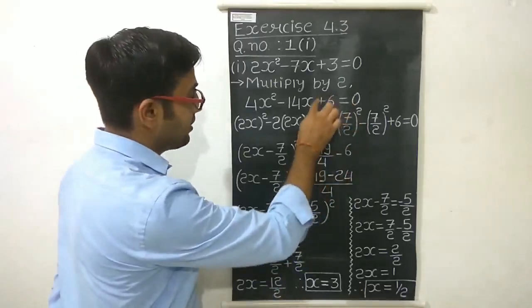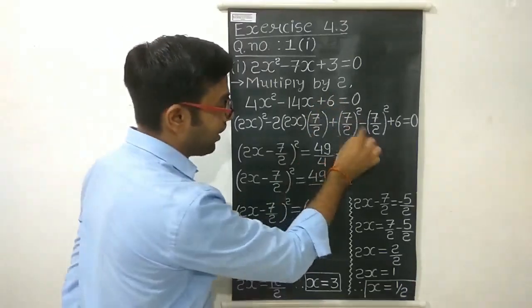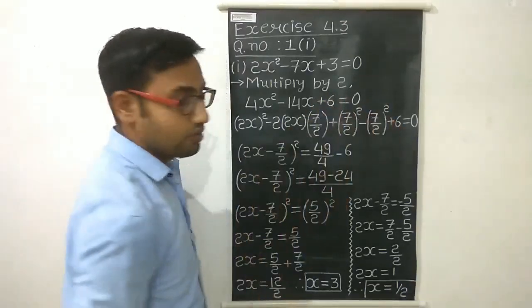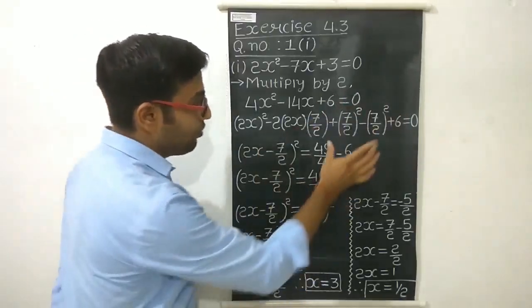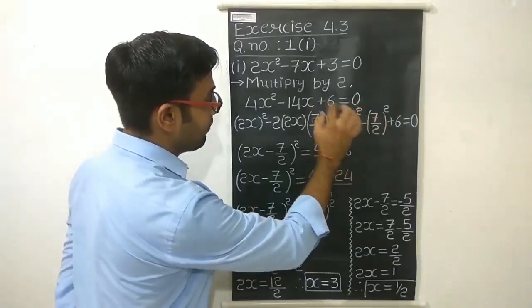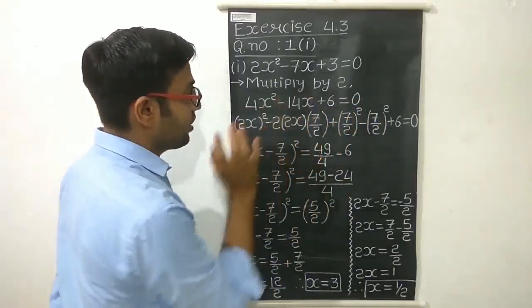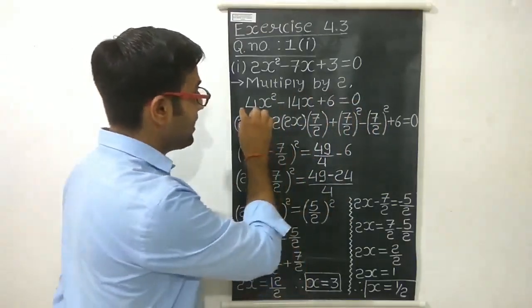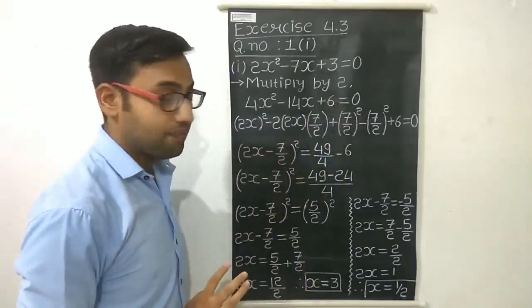But here there is nothing like this. So whatever we have added, we have to subtract: minus 7 by 2 whole square. And this plus 6 remains as it is. So now what will happen? This will cancel. So there are no such terms, and the simplification of this is 14x. So we do not change anything in this. We just write it down in another form.